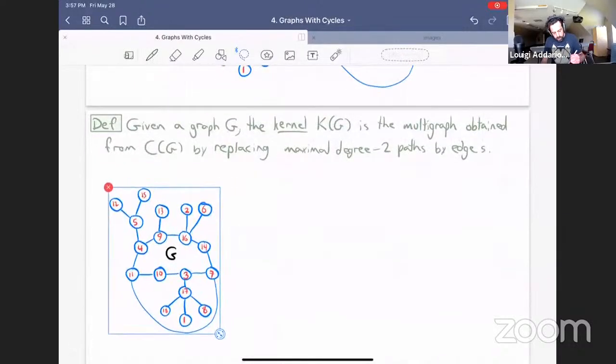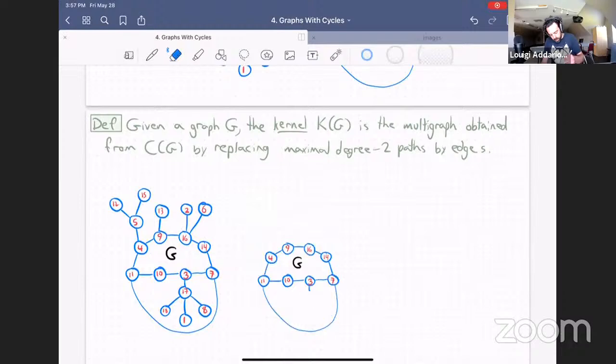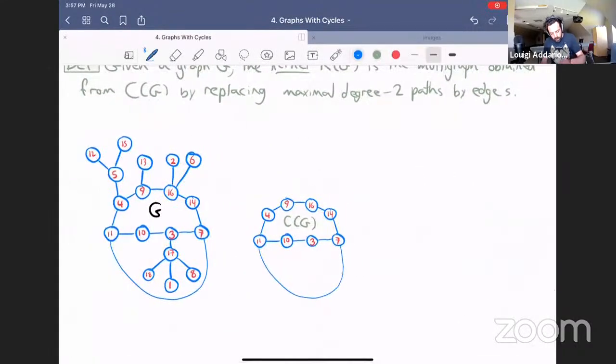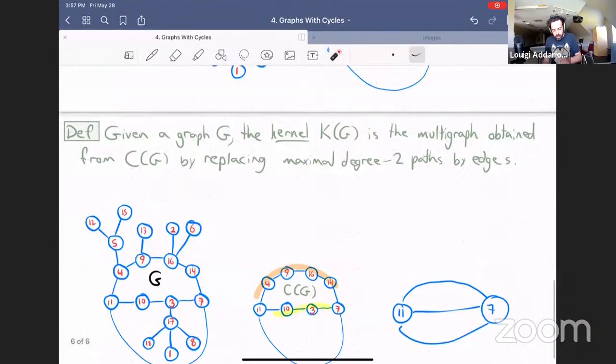Right, so with this graph, we made this kernel, this core, and then from there, we're going to turn this path into an edge and this path into an edge. And so we'll end up with a kernel, which is just this graph. Okay, so it's a multigraph in general. Here we end up with a graph with 2 vertices and 3 edges connecting them.